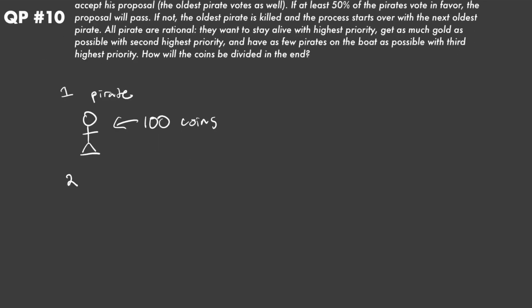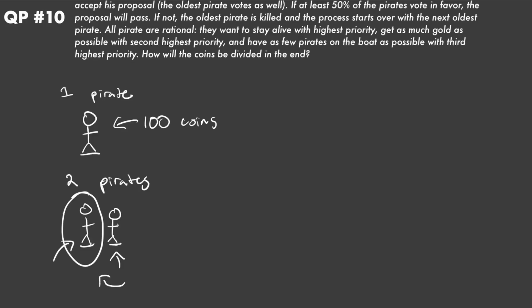So now if we have 2 pirates, let's look at that case. Now, if I have 2 pirates and they both find 100 coins, let's say this guy right here is the oldest, and this one is the younger one. Now, he's going to propose the distribution of coins. So they find 100 coins, and notice that he can still give himself all 100 coins, right? This guy is not going to like it. He's not going to vote for it, but the pirate only needs 50% of the available vote, and the oldest pirate gets to vote himself, right?